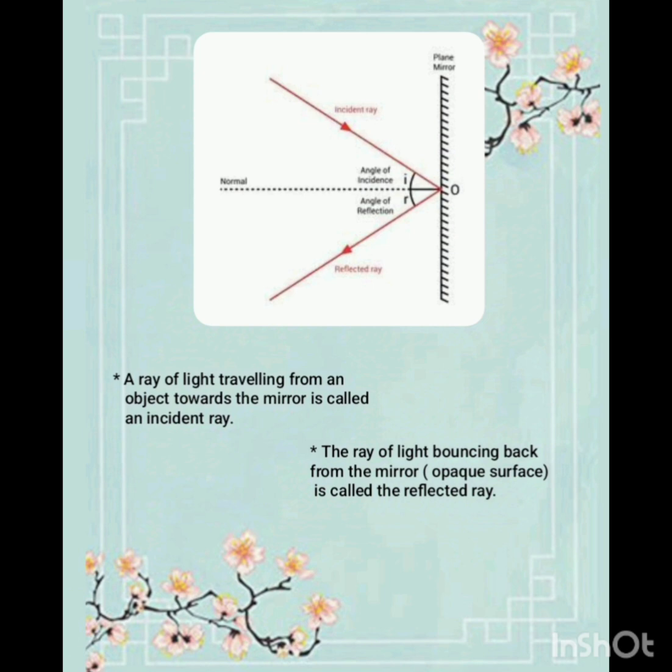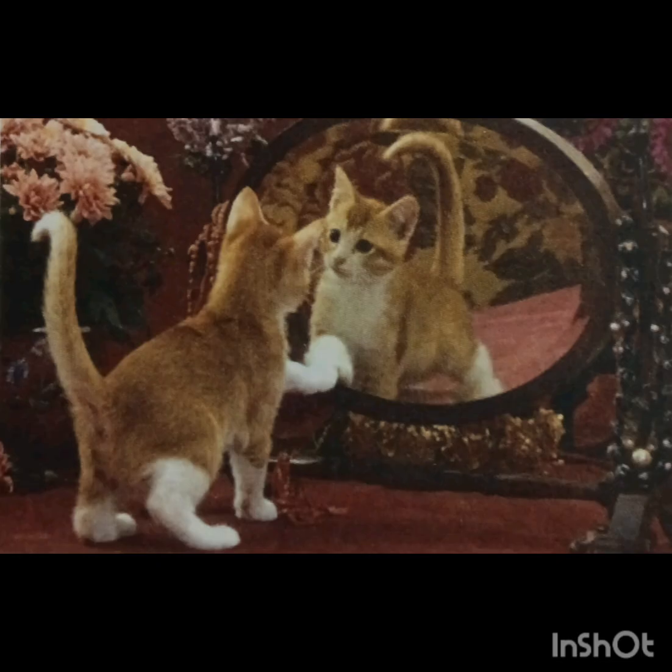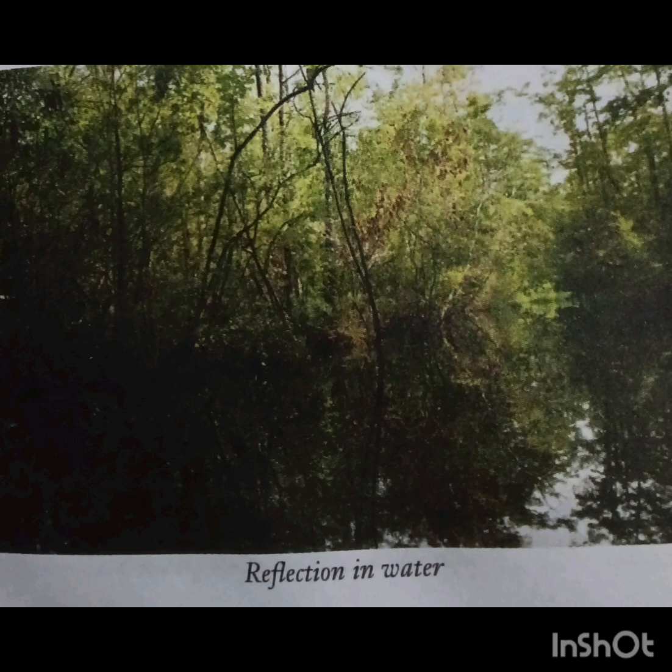Reflection means bouncing back. Reflection of light, therefore, means the bouncing back of light when it falls on the surface of an object. We all use mirrors at home. When you look at your face in the mirror, you see the image of your face due to the reflection of light. You also see the images of all other objects that are present in front of the mirror due to the reflection. You must have seen the reflection of trees, buildings, and other things in the water of a pond or a lake.